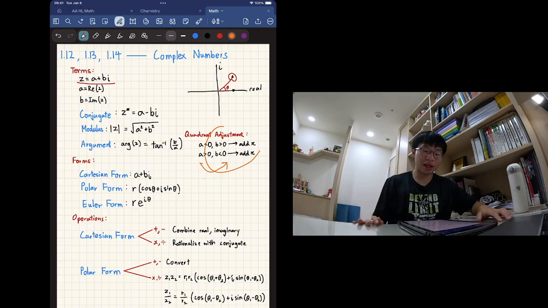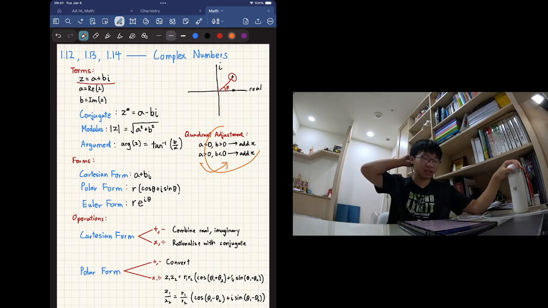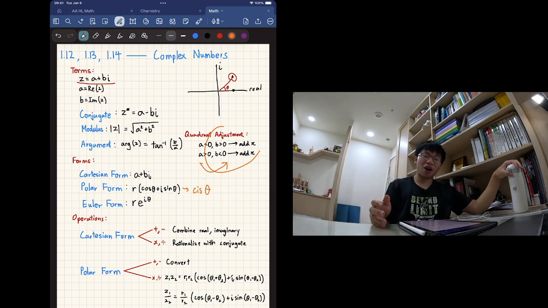There are going to be 3 forms. This might look like a lot of content, but I'm combining 3 subunits into this one section to make it easier. We have the Cartesian form written as a plus bi, the polar form, which is r cis theta, and the Euler form, which is re to the i theta. These forms are interchangeable, and you can convert by finding the modulus and argument and exchanging them, depending on the polar and Euler form.